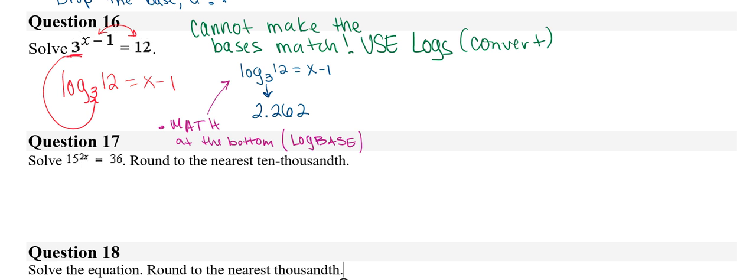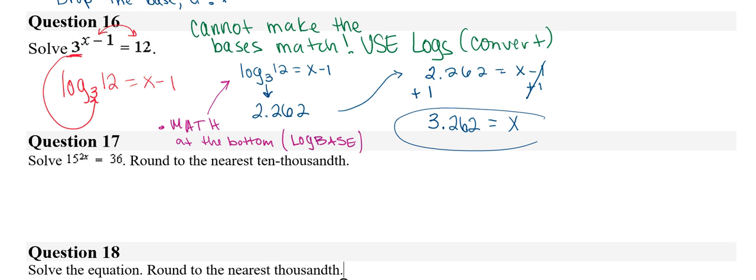Okay, not quite done solving because x is not by itself. 2.262 equals x minus 1. To finish solving, we're going to have to add that 1. Be careful with place values here. You might want to use a calculator to actually calculate that so that you don't mess up with the decimal places and lining them up. And then you get x equals 3.262.